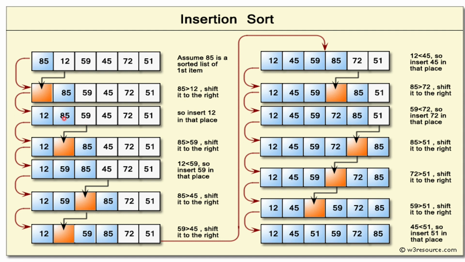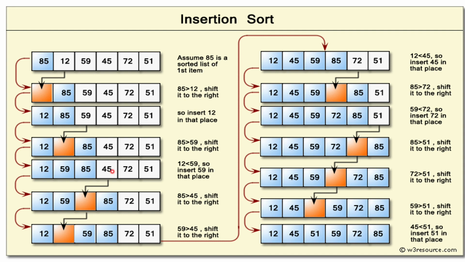If we shift the 85 to the right side, then 85 comes to the 59 position, the third index of the array, and at this time the second index is blank, and I can easily put the 59 in the second position. I have to again compare it with its before element. Its before element is 12, and 12 is lower than 59, so keep it as it is.